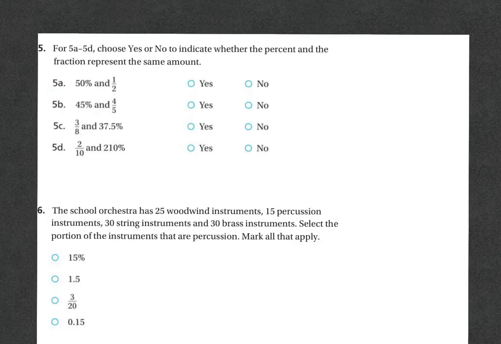This next section says yes or no to indicate whether the percent and the fraction represent the same amount. Well, 50% and 1/2, 1 divided by 2 is 50%. So yes. 45% and 4 over 5, no, because 4 divided by 5 is not 45%. 3/8 and 37.5, yes, because if I divide 3 by 8, I'm going to get 37.5. The next one is 2/10 and 210%. No, because 2 divided by 10 is not going to get me 210%.